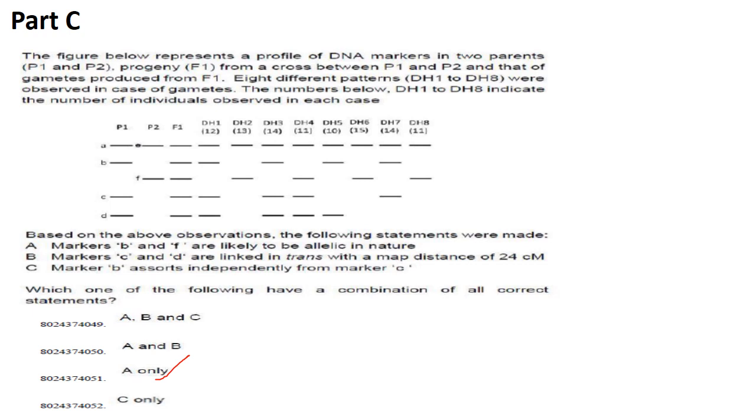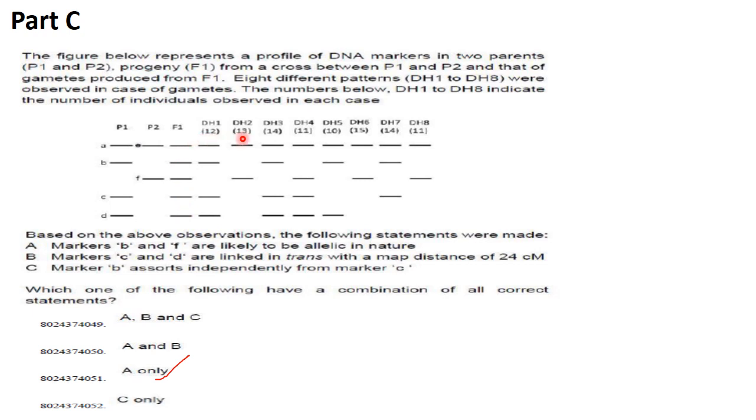Coming to the next question. The figure given below represents a profile of DNA markers in 2 parents P1 and P2, progeny F1 from the cross between P1 and P2, and that of gametes produced from F1. So these are P1 and P2, A, B, C, D, E and F, and this is F1. F1 is also having A, E, B, F, C, D. So F1 is having all the bands from both the parents.